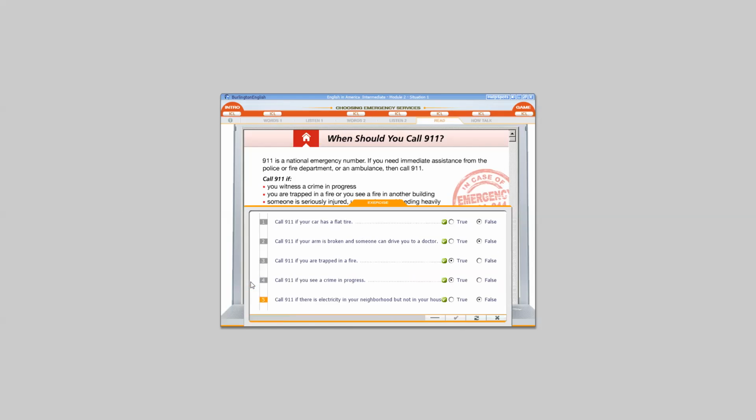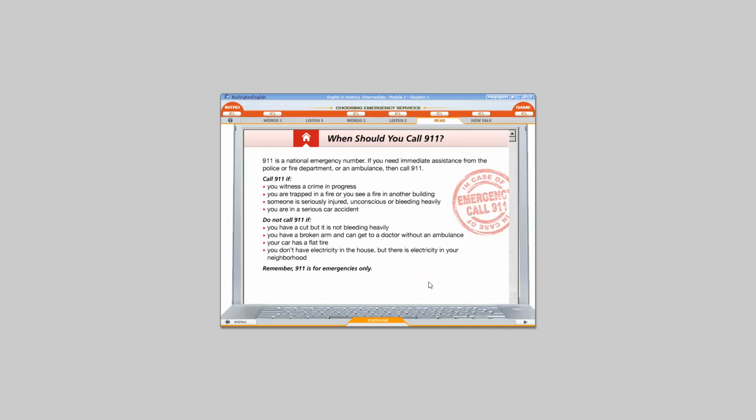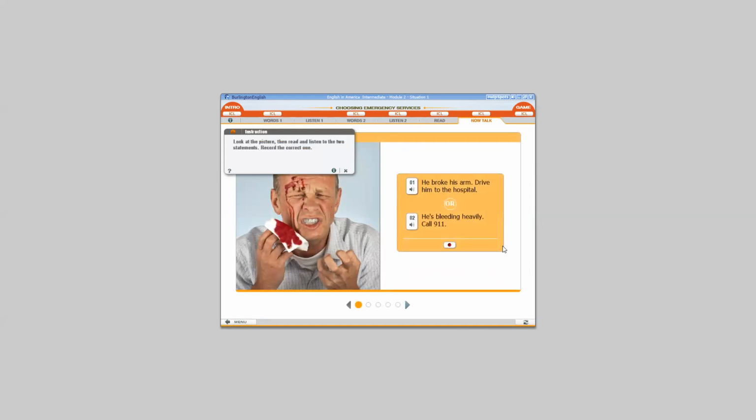So we'll check them quick. Those are all correct. Good job. Now we're going to do the last piece, and it's called Now Talk. Look at the pictures, then read and listen to the statements. It says record the correct one, but of course we're not going to record. We are just going to decide which one is correct. So here's your picture.